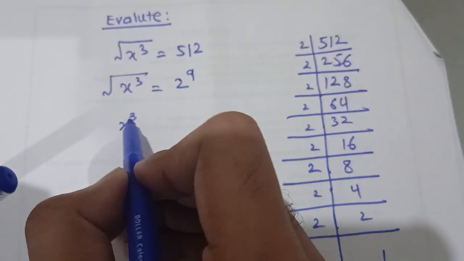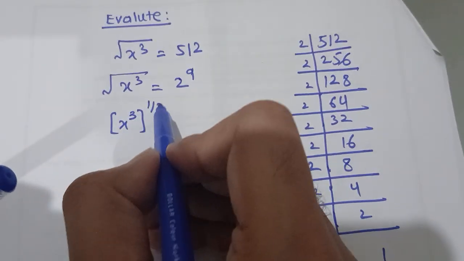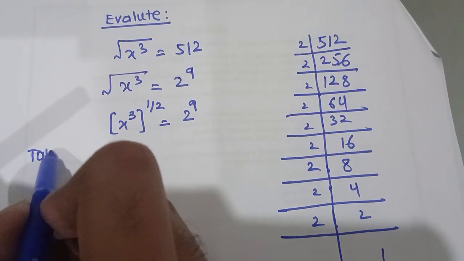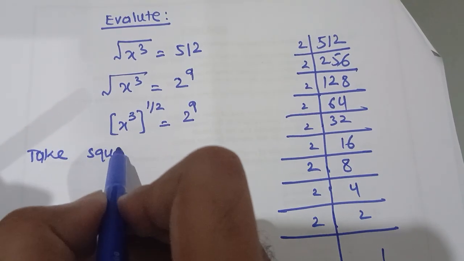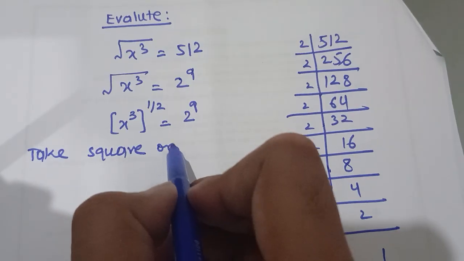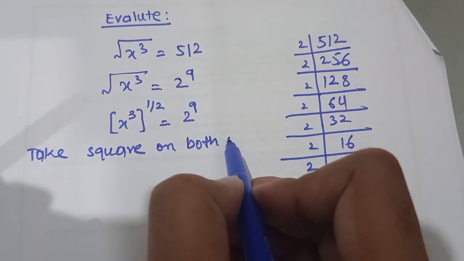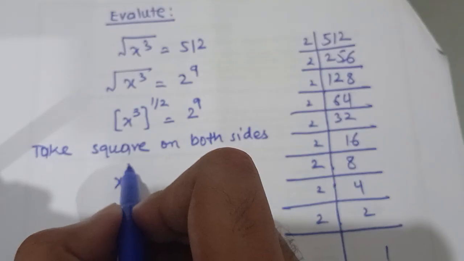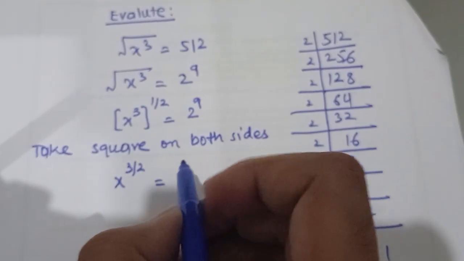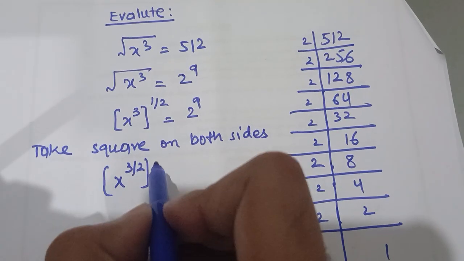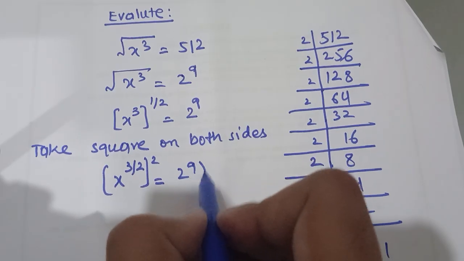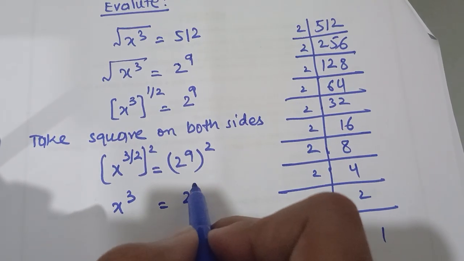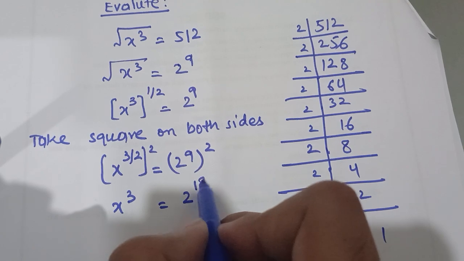We can write the square root of x cube as x to the power 3 by 2. Now taking square on both sides, x cube will become x cube, and 2 raised to the power 9 becomes 2 raised to the power 18. So x cube is equal to 2 raised to the power 18.